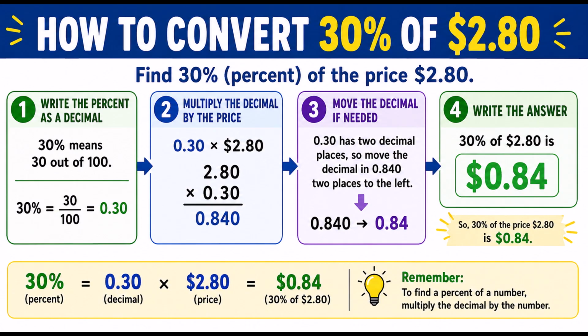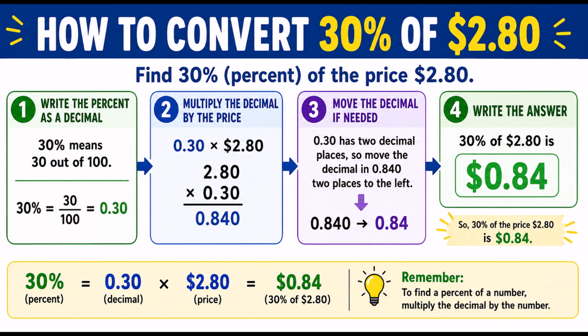So step 3, write the answer as money. Money is written with 2 decimal places. So we have $0.840, which equals $0.84 because we're dropping the 0. So your final answer, 30% of $2.80 is 84 cents.